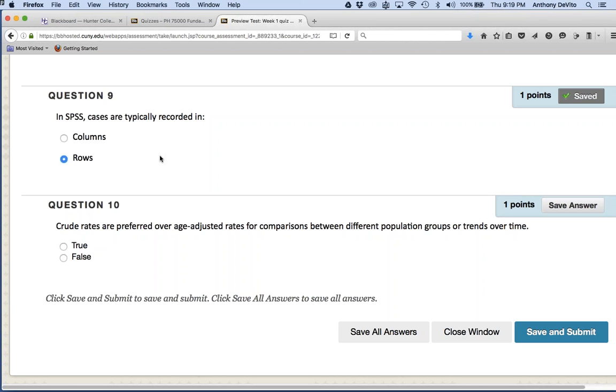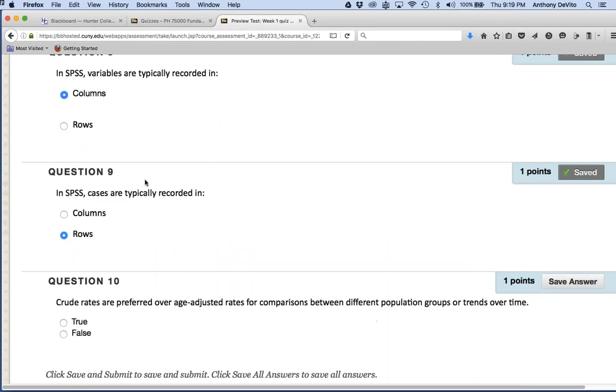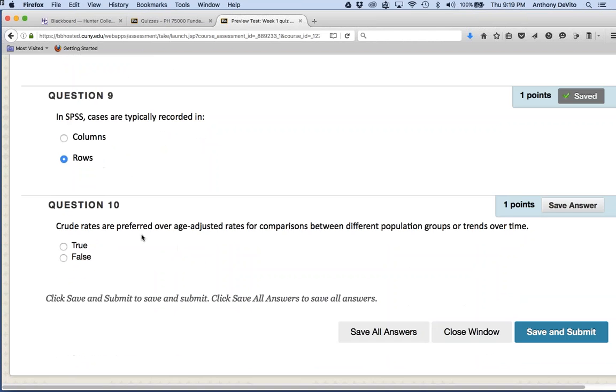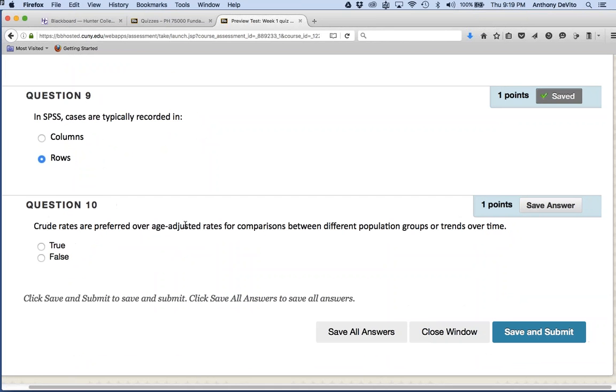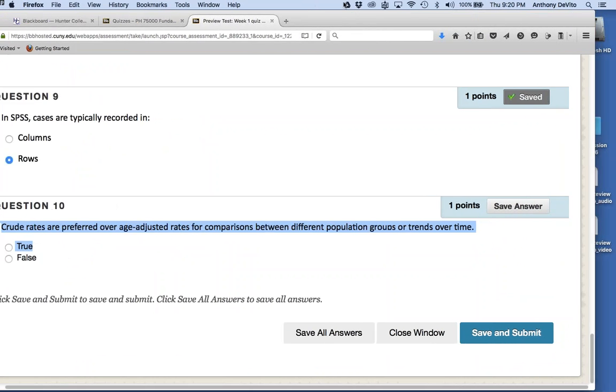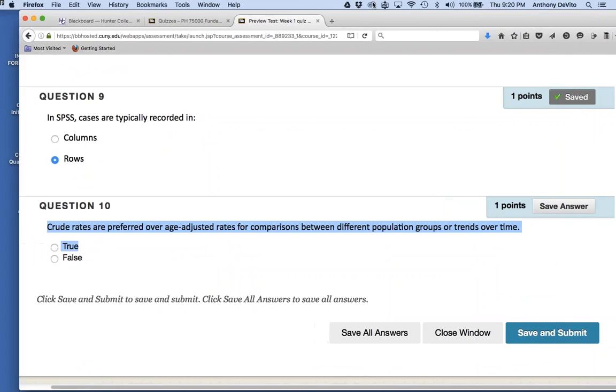So for instance, if you have a study with 500 subjects, you would have 500 rows. If you have a study with 10 variables, you would have 10 columns. Crude rates are preferred over age-adjusted rates for comparisons between different population groups or trends over time. Is that going to be true or false?